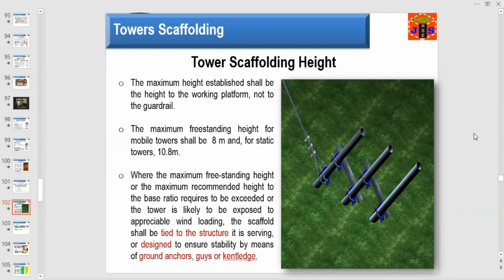Dear friends and colleagues, the maximum height established shall be the height of the working platform, not the guardrail. The maximum freestanding height for movable towers shall be 8 meters and for static towers 10.8 meters, where the maximum freestanding height or the maximum recommended height to base ratio requires to be exceeded or the tower is likely to be exposed to appreciable wind loading. The scaffolding shall be tied to the structure it is serving or designed to ensure stability by means of ground anchors, guys, or cantilever.